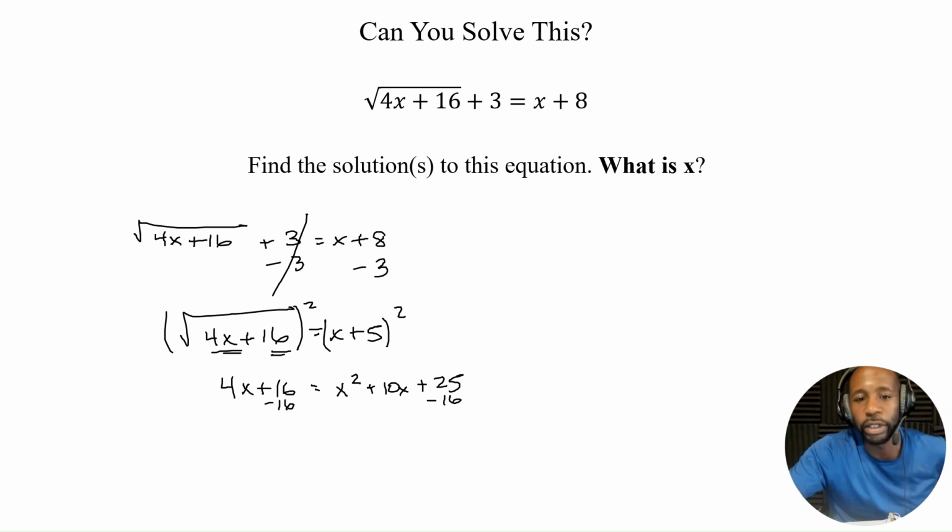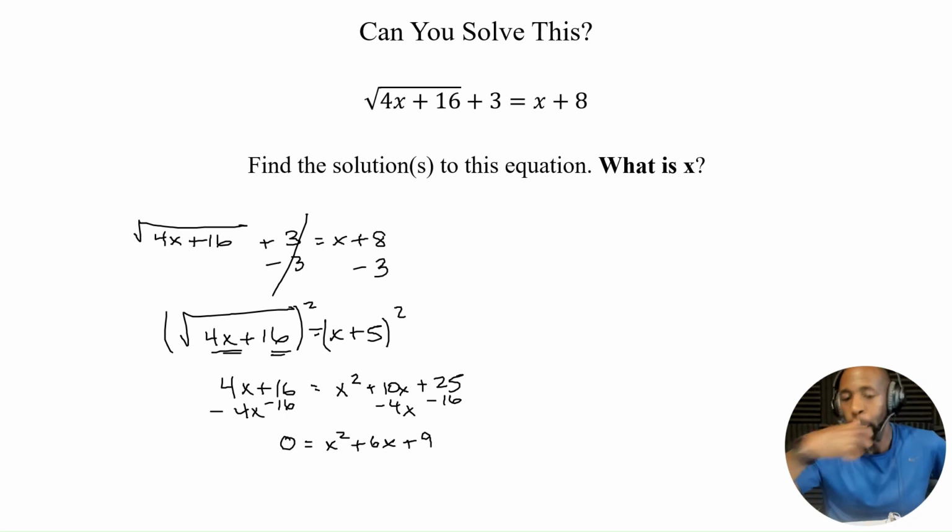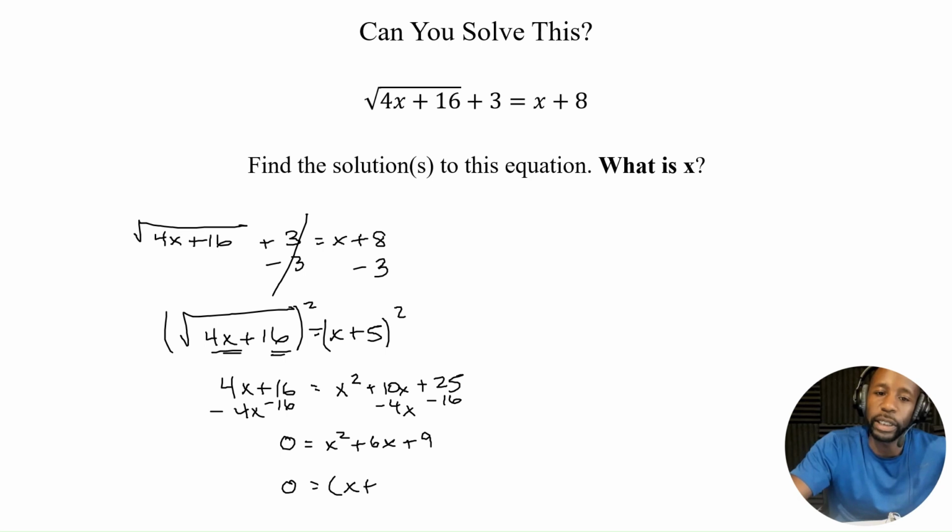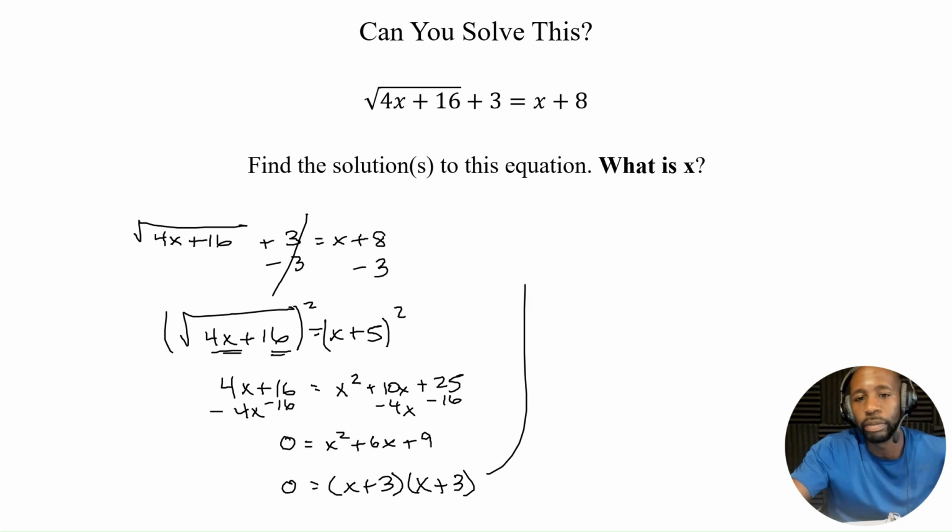Let's move 16 over here, move 4x over here. So 0 equals x squared plus 6x plus 9. Now, this is easily factorable, so this ends up being 0 equals x plus 3 squared. Let me just write it out like this so I'm not confusing: x plus 3 times x plus 3. So the solution is just one solution: x equals -3.